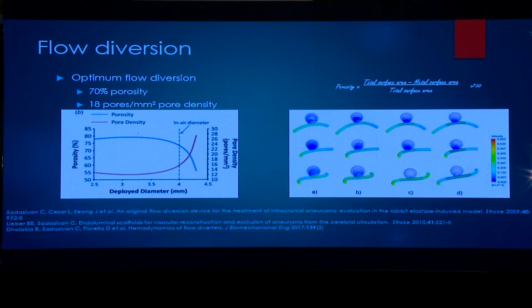So early experimental studies reveal that the ideal combination for rapid and stable aneurysm occlusion whilst maintaining patency of any covered side branches can be achieved with a maximum porosity of 70%, but a minimum pore density of 18 pores per square millimetre. Other combinations of both porosity and pore density can lead to stable aneurysm treatment, but often at increased time frame.